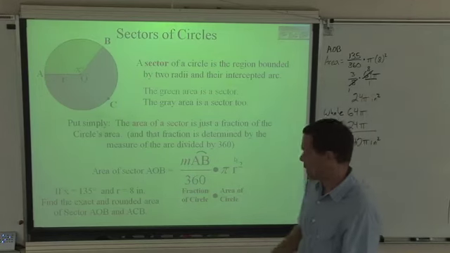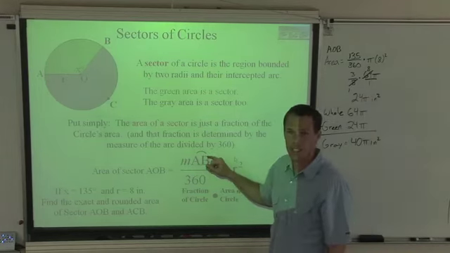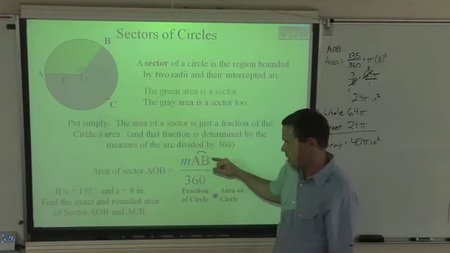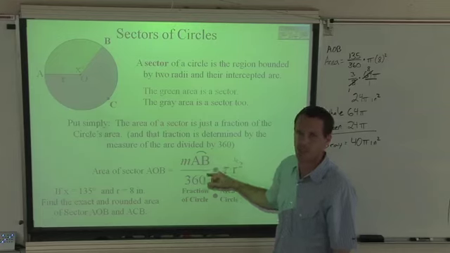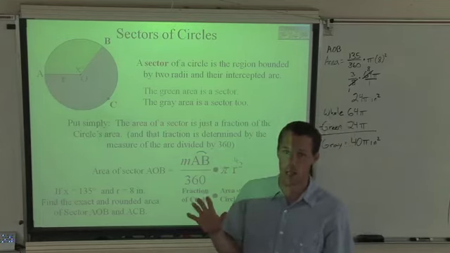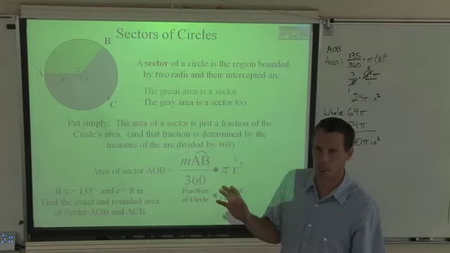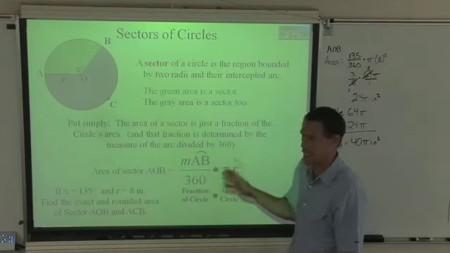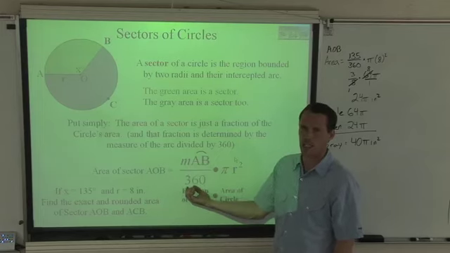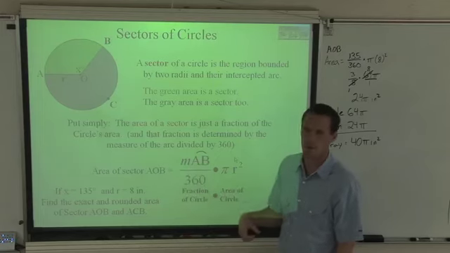So sectors: fraction times area. And the fraction is the arc measure divided by 360. These equations are very, very close to each other, so it's very important that we study and understand the arc length and sector area formulas. Arc divided by 360 gives us the fraction times pi r squared.